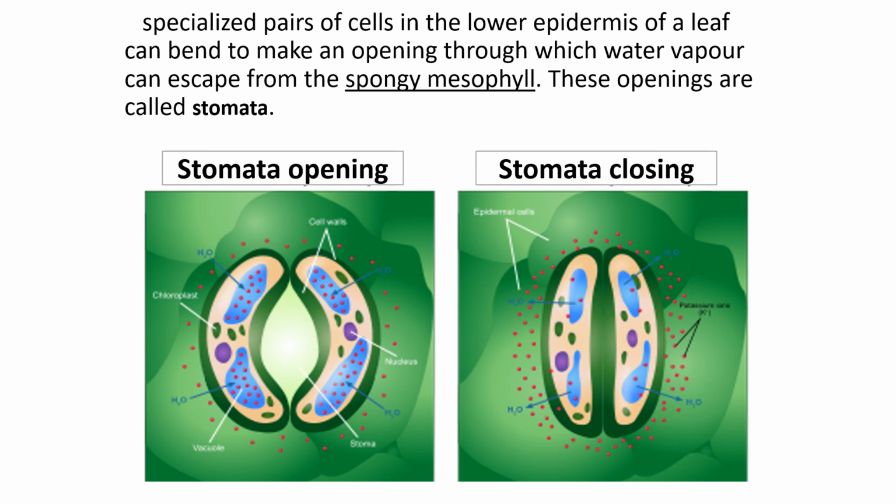In the spongy mesophyll, I will find special pairs of cells called stomata, in the lower epidermis of a leaf, which can bend to make an opening through which water vapor can escape. Okay, so I need this water to escape. That's why I have these stomata. The stomata open in order to let the water vapor escape from the spongy mesophyll. And when they close, the water will stay inside the leaf.